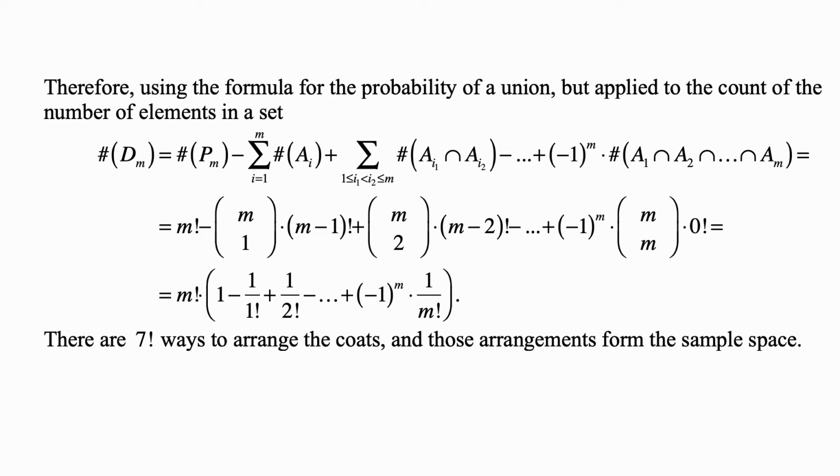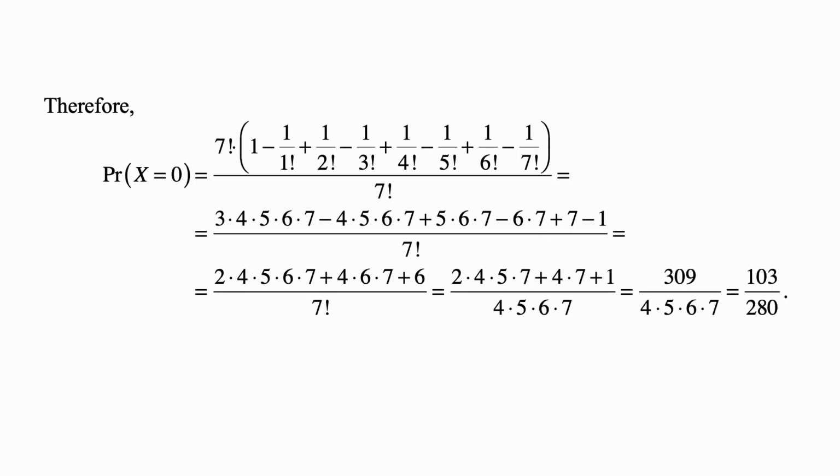And now we're going to use this formula for this special case that we're analyzing. So we know there are 7 factorial ways to arrange the coats, and those arrangements form the sample space. The probability that X is 0 is 7 factorial times 1 minus 1 over 1 factorial plus 1 over 2 factorial minus 1 over 3 factorial plus 1 over 4 factorial minus 1 over 5 factorial plus 1 over 6 factorial minus 1 over 7 factorial, the whole thing divided by 7 factorial.